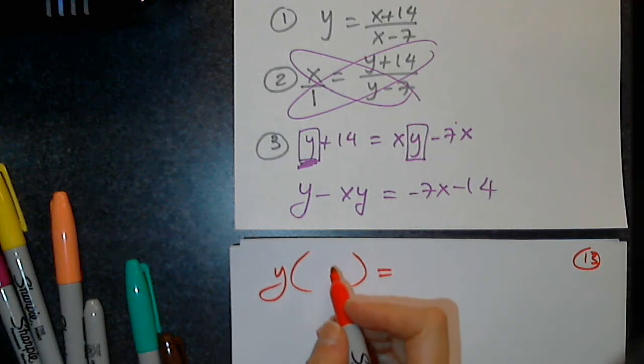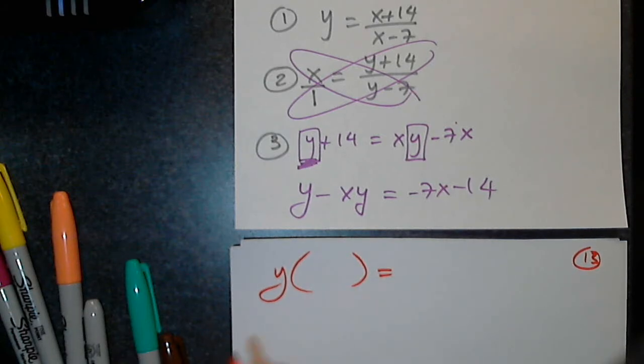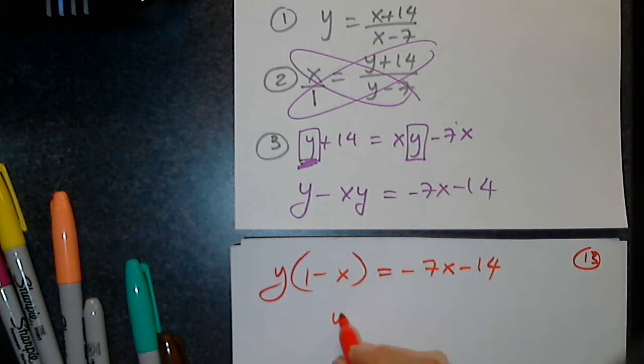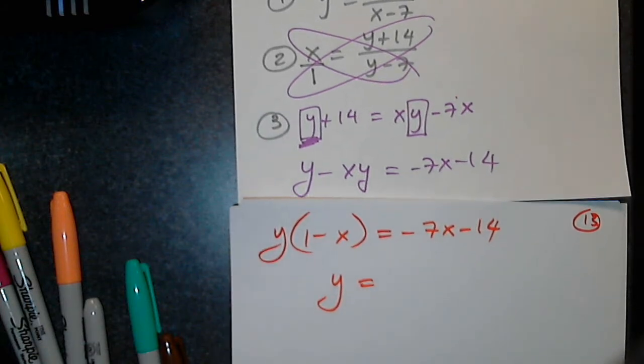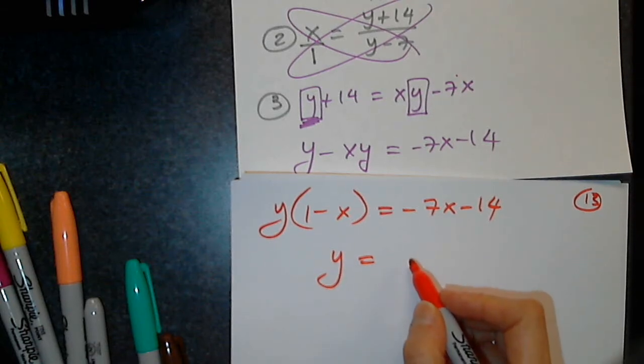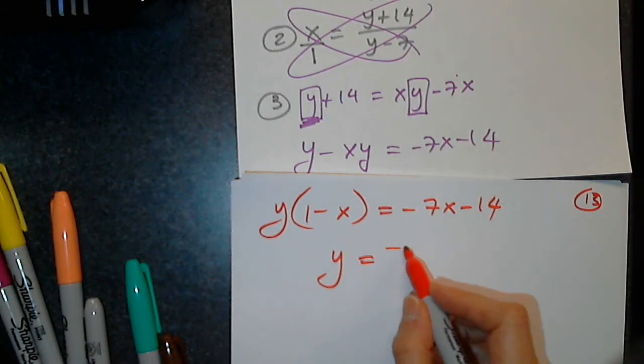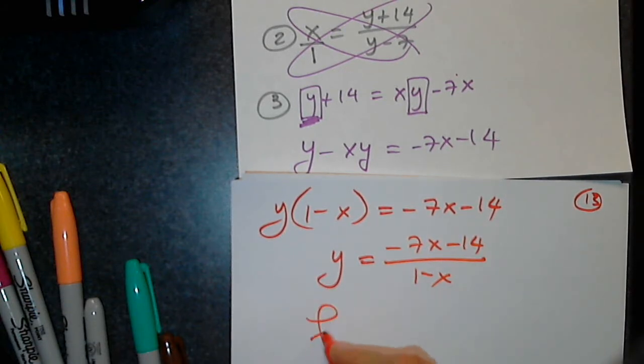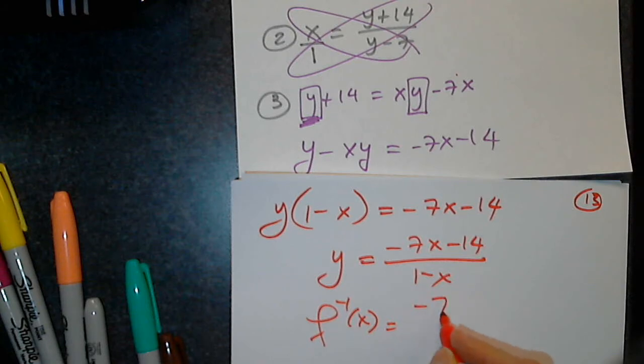X minus 1. Y. 1 minus x. Thank you. And I solve for y. 5 over 1 minus x. And this is the f inverse.